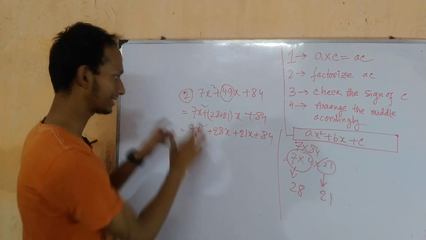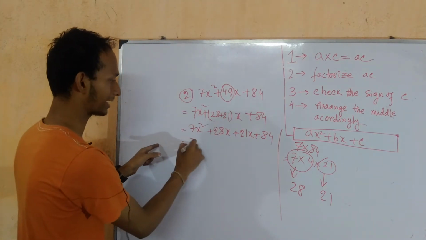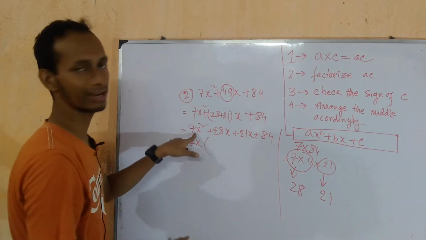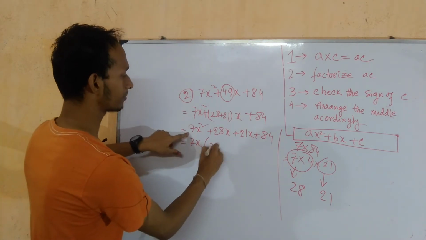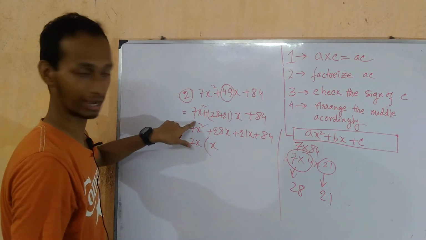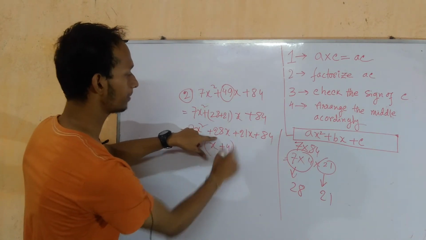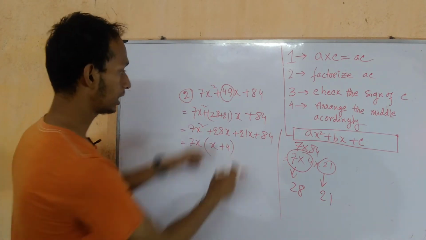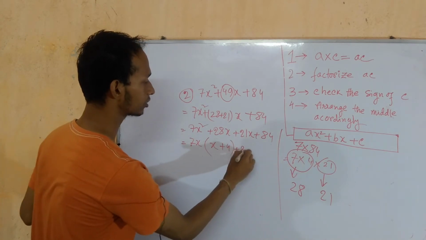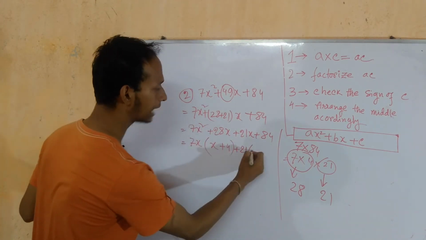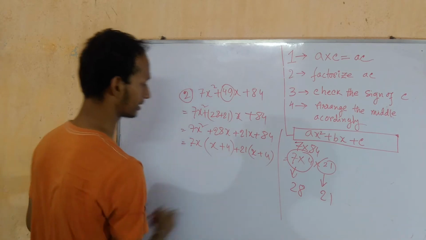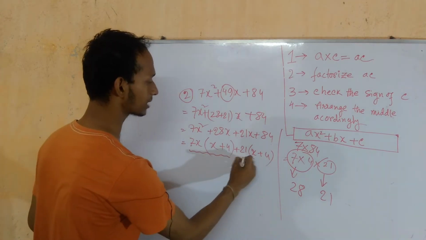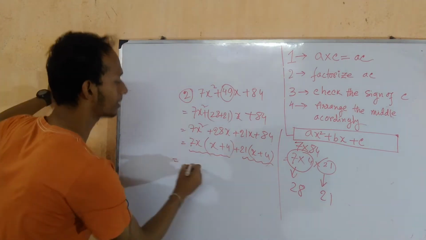No doubt, I just open the bracket. So 7x is common, very easy. So remaining will be x because it was x square. And from this it will be plus 4 only, and from the next two terms 21 will be common, and the remaining will be x plus 4 again. So from the first term and from the second term, what is common?